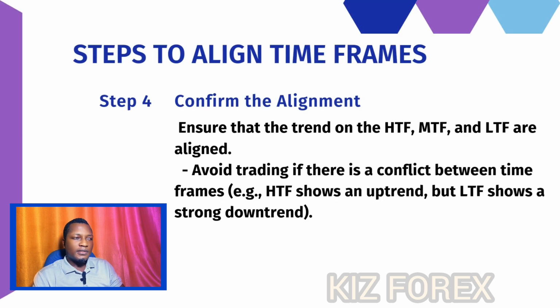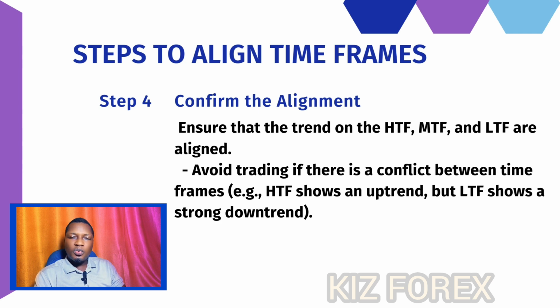Step number four, confirming your alignment. Now you have to ensure that the HTF, the MTF, and the LTF are all aligned together. Avoid trading if there's a conflict between the HTF and the LTF. That is, if the higher time frame is an uptrend and the lower time frame is a downtrend, you'll do well to avoid such a scenario.